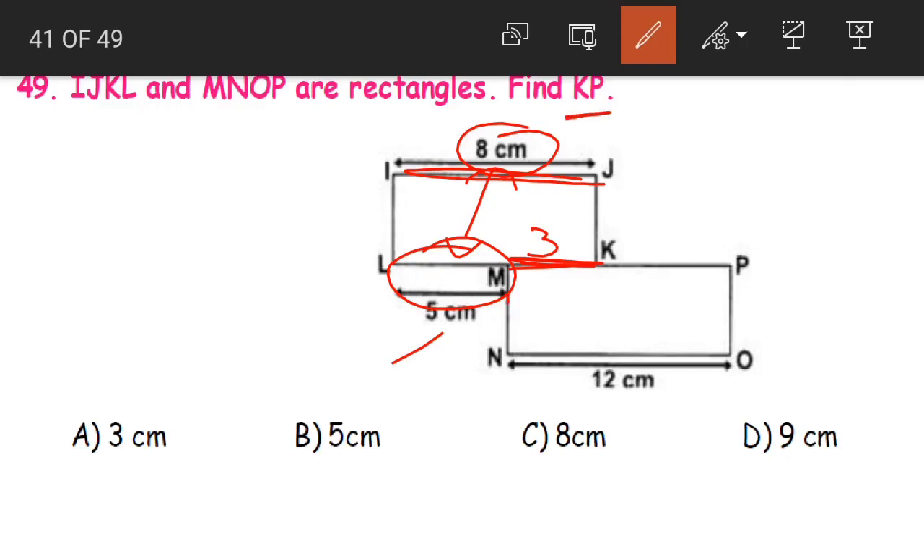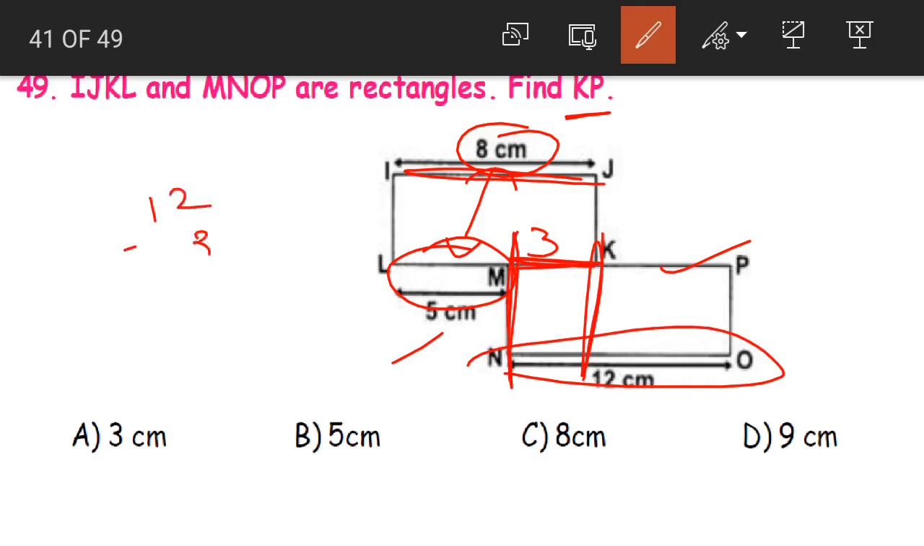No, we need to find out the length of KP, this one, but not MK. Again children, let us come back to what we understood first. NO is 12. From that, MK is equal to 3 centimeters. Now when we subtract that 3 from 12, remaining is 9 centimeters.